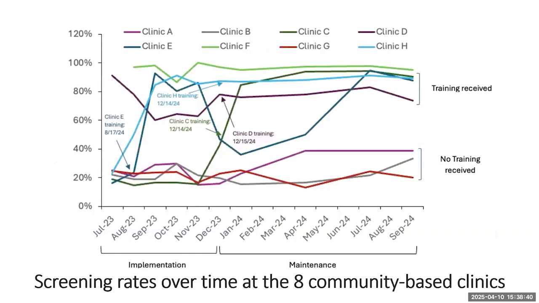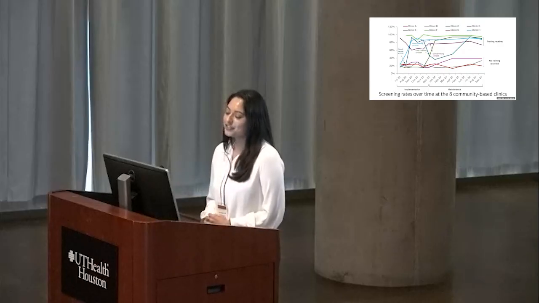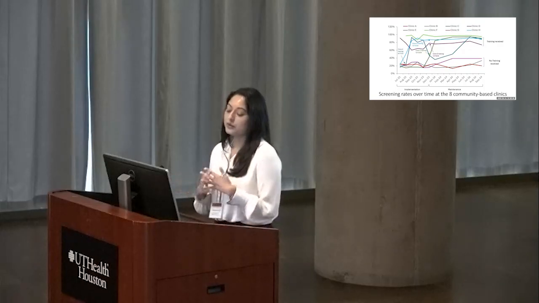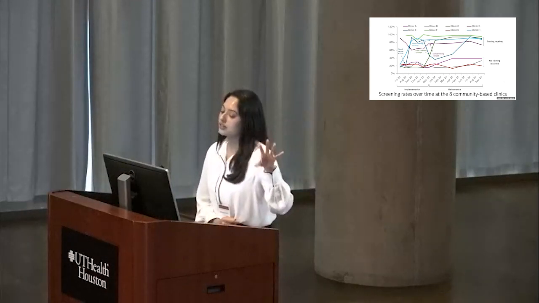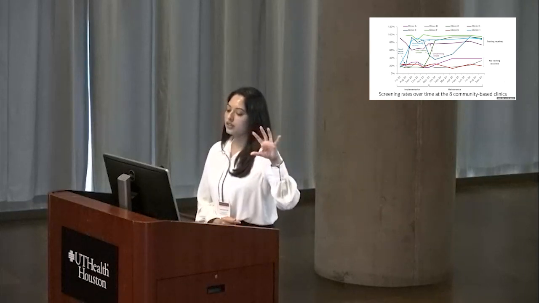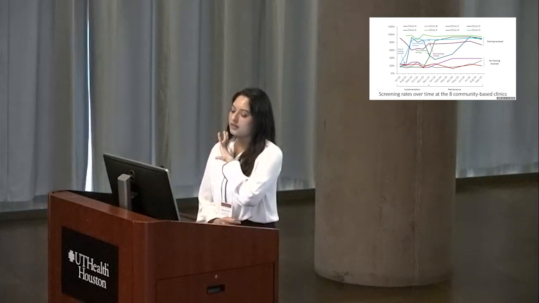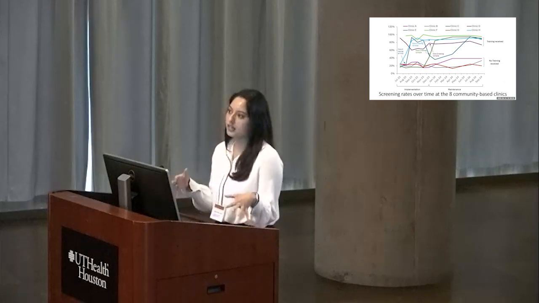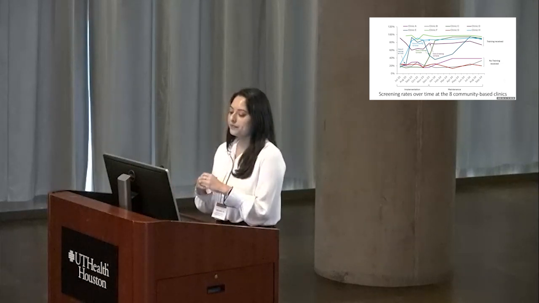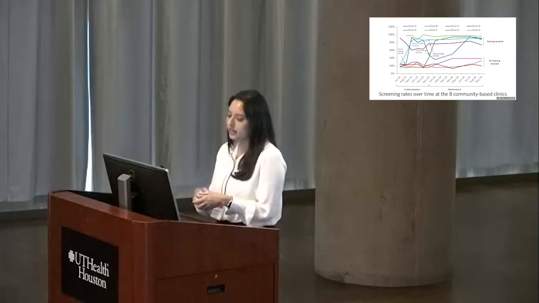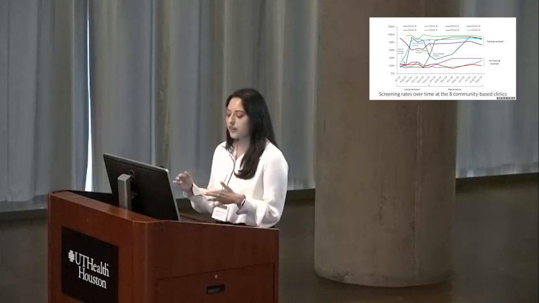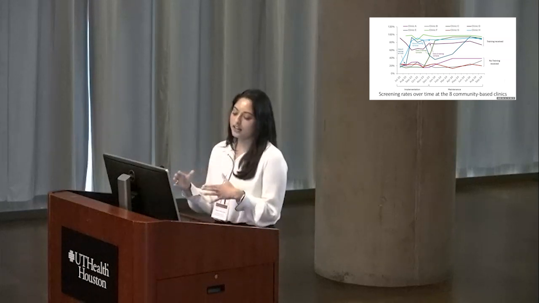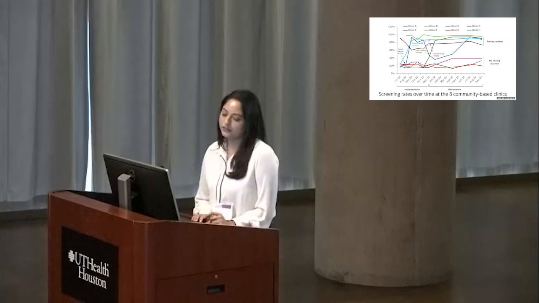So this wonderful chart here looks a little cluttered, but it shows our screening rates in these 8 community-based clinics. And at the top, you're seeing higher rates among those 4 clinics that actually received the training. The program, since it was embedded within EPIC, was available to all clinics, but not all clinics had the resources to have a training, or they didn't have a clinic champion because of different reasons. And so during the maintenance phase, you're seeing how a lot of these clinics that had these trainings had higher rates of screening.